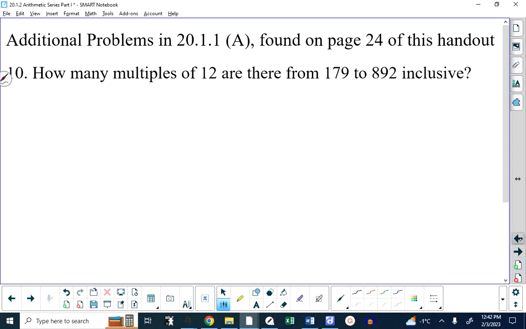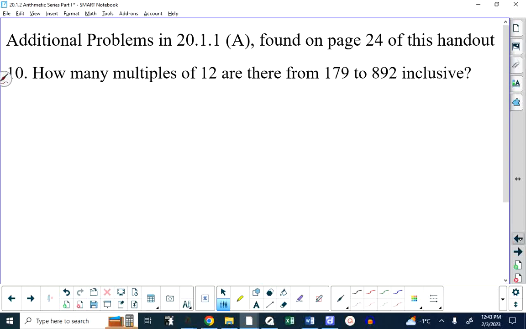So how many multiples of 12 are there? There's a lot going on here. Inclusive from 179 to 892. Now the word inclusive means including those numbers, okay? So the first thing I would be interested in knowing is, is 12 a factor of 179? In other words, is 179 a multiple of 12? No. Is 892 a multiple of 12?